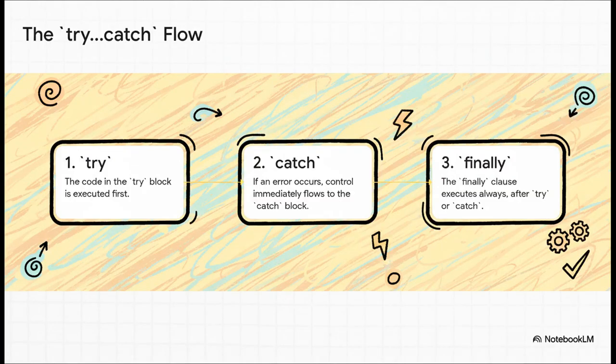And the flow is super logical. The code in the try block runs first. If everything goes smoothly, the catch block is just skipped entirely. But if an error does happen, execution immediately jumps to catch. Now, here's the crucial part. The finally block runs at the very end, no matter what. Error or no error, it always executes.